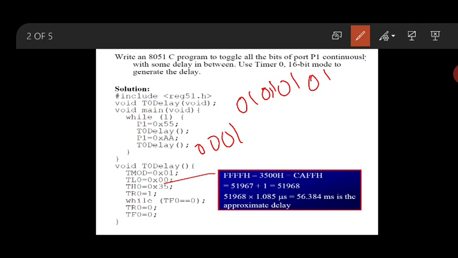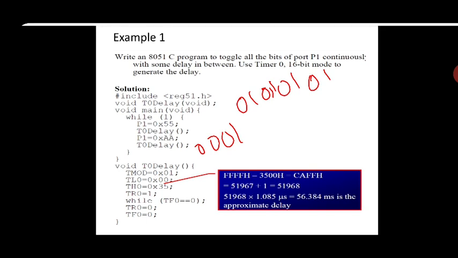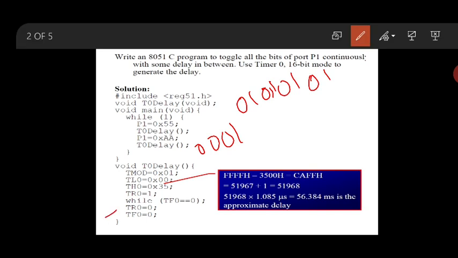Again it will return to the program where it was called, and from here it will go to the next instruction, that is P1. Now P1 will be set with AA. A means 1 0 1 0 1 0 1 0. Now the other alternate bits are enabled. Again your delay will be called, and again it will enter the delay subroutine program.